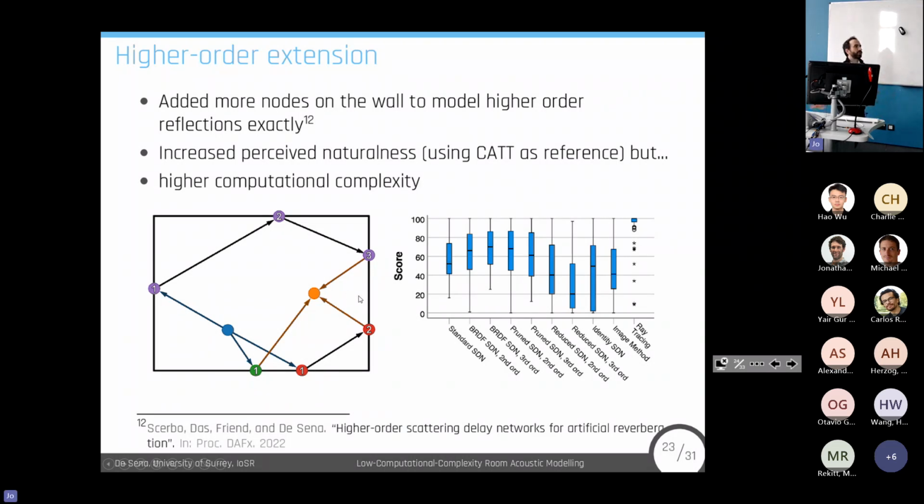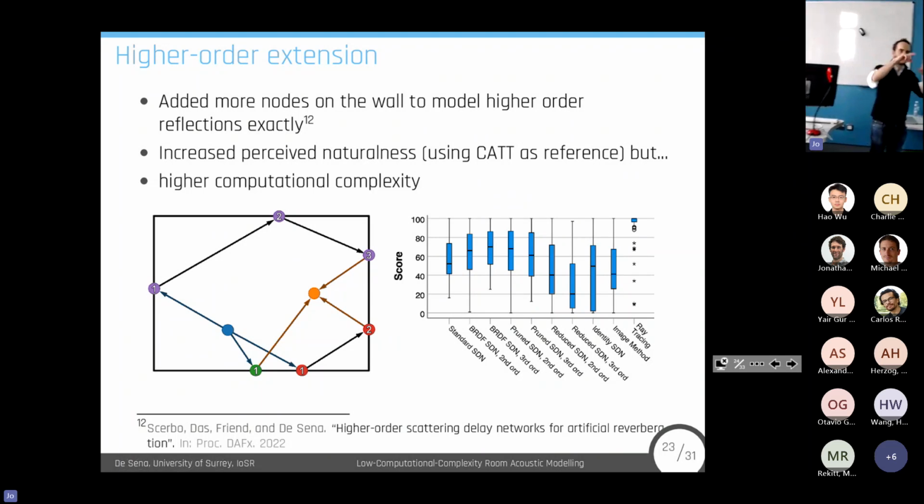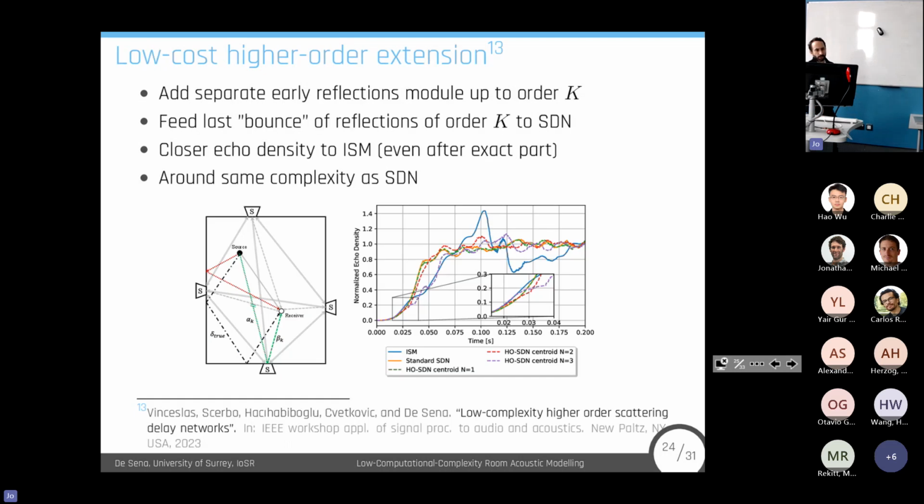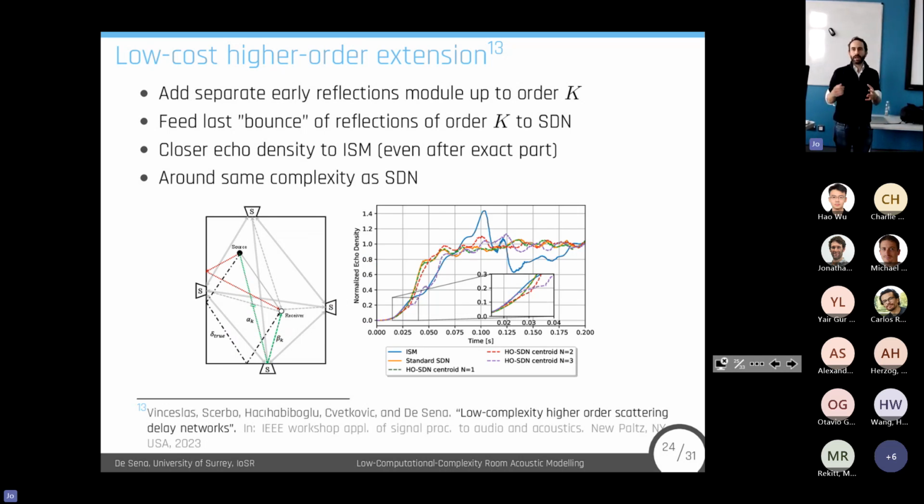Now, the problem with this approach is that as you add nodes, the size of that feedback matrix increases quite a bit. I can't remember if it's quadratically or more, but the computational complexity increases quite a bit even if you just double the number of nodes. So an alternative approach we've been thinking about is, is there a way to still obtain accurate early reflections, but without increasing the computational complexity?